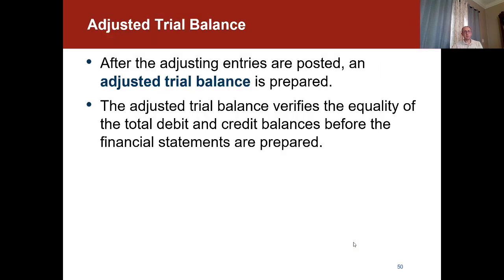So as it says here, after the adjusting entries are posted, an adjusted trial balance is prepared. The adjusted trial balance verifies the equality of the total debit and credit balance before the financial statements are prepared. And that will be the last process.